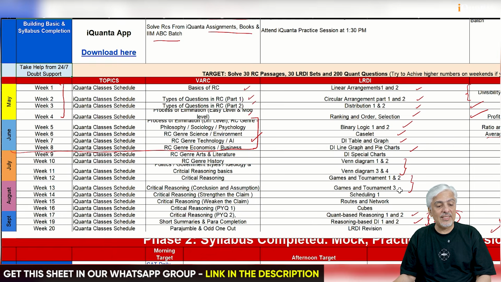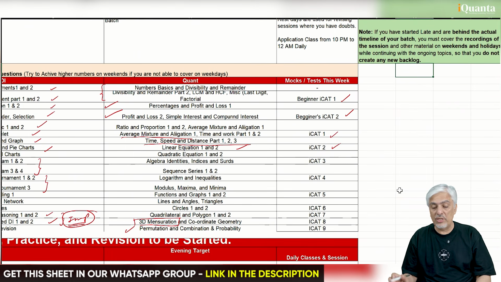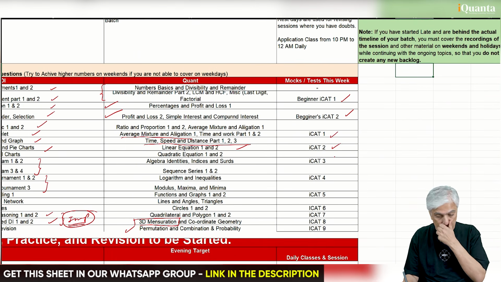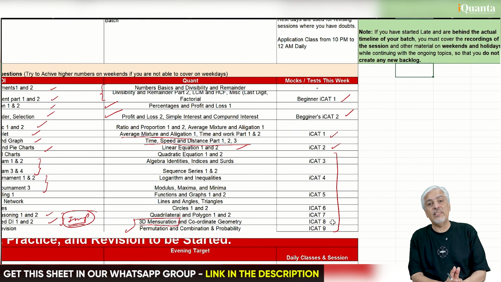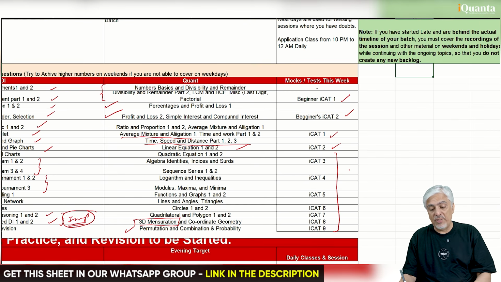And by September, you should have reached your iCat 9 in mocks. Up till now you were also completing your syllabus and hence you were writing the iCat along with it. Maybe some of you might be feeling that, okay, maybe I didn't do really well. But very importantly, you should keep writing them. Keep writing them. Don't miss anything.